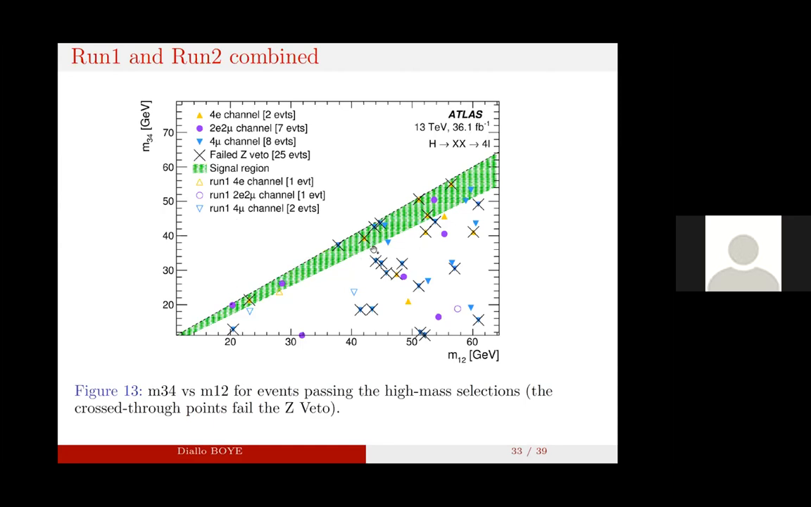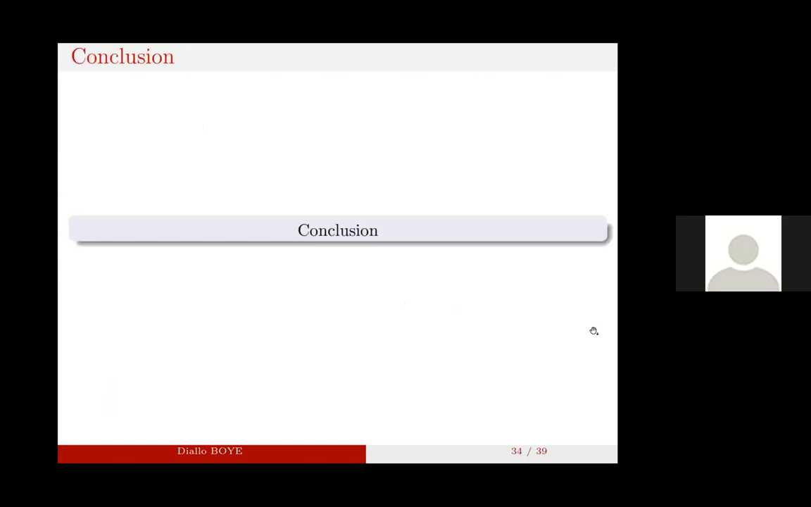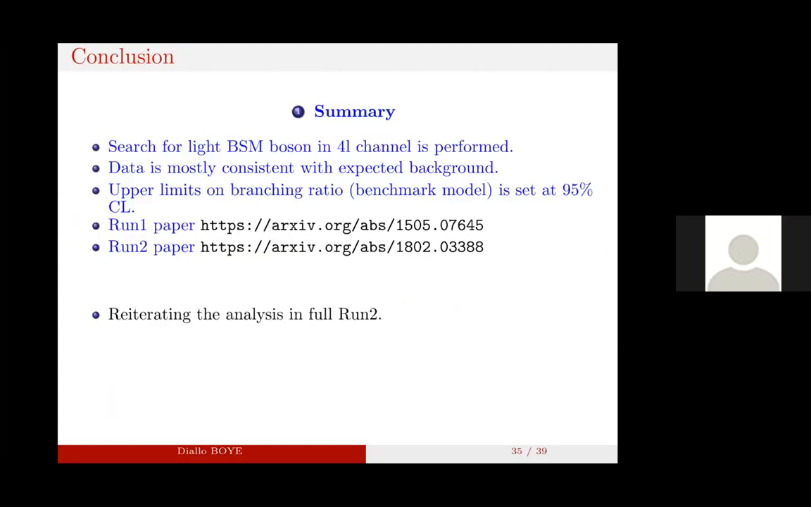Okay, so that's why you have something like this kinematical shape. So, in conclusion, the search for the light beyond standard model bosons.